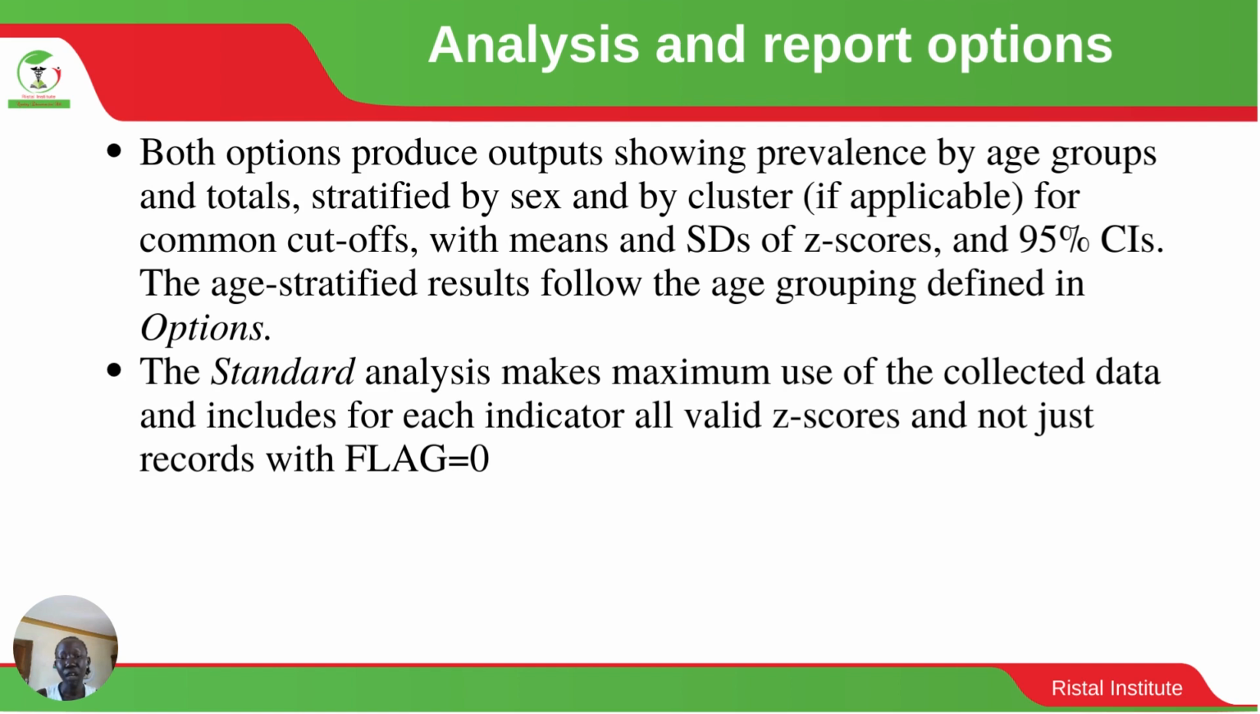So both options produce outputs showing prevalence by age groups and totals. These can be stratified by age and by cluster if applicable for the common cutoffs with means and SDs of z-scores and then 95% confidence levels. The age stratified results follow the age grouping defined in the options. In the options, you can define the age groups according to what you desire. The standard analysis makes maximum use of the collected data and includes for each indicator all the valid z-scores and not just records with a flag that is equal to 0.